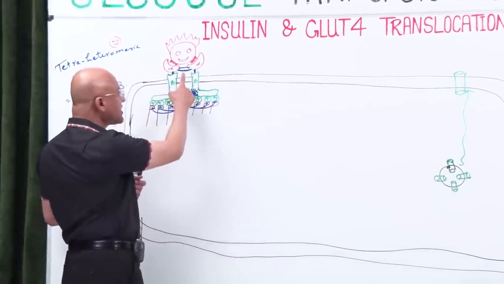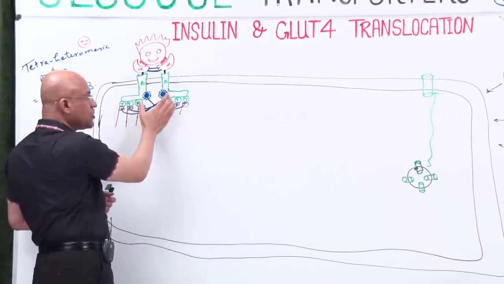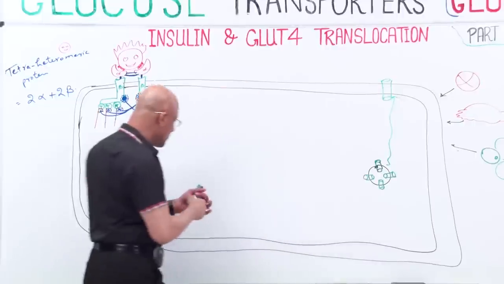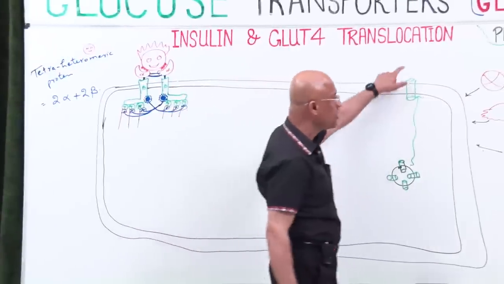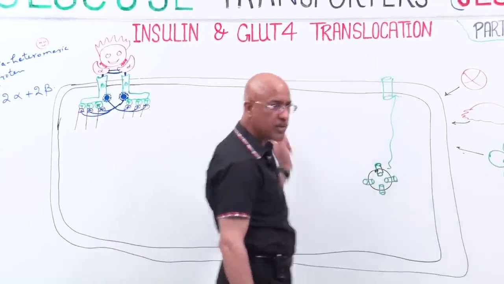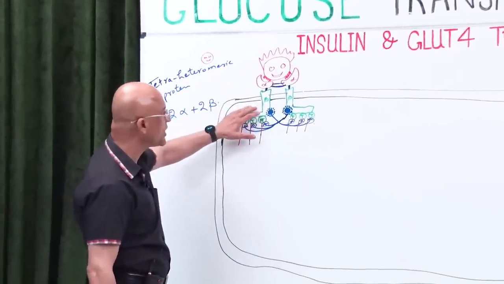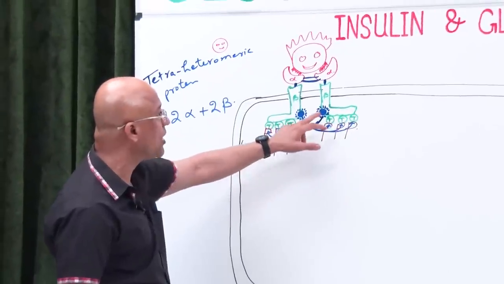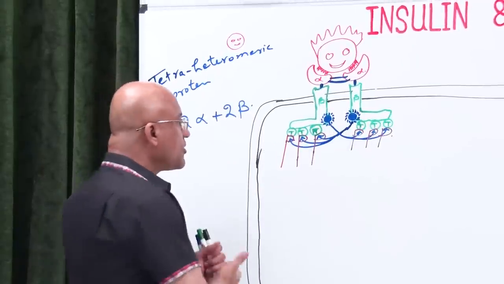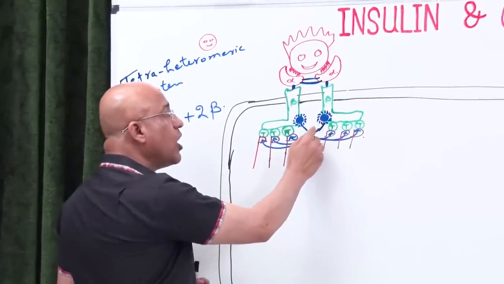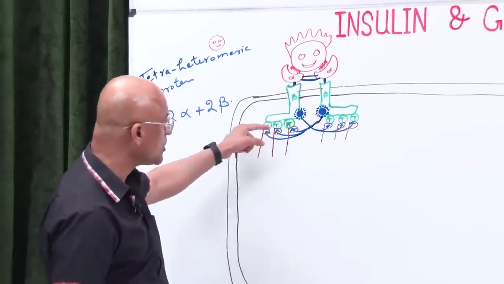And the problem may be somewhere in the signaling pathway. I will explain; I will take the signaling pathway from this unit and take it up to this. We have to somehow build a connection between the arrival of insulin and the translocation of GLUT4. Step by step we are moving. So the first step was insulin binding with alpha units, the alpha unit activating the beta unit, leading to activation of intrinsic tyrosine kinases.